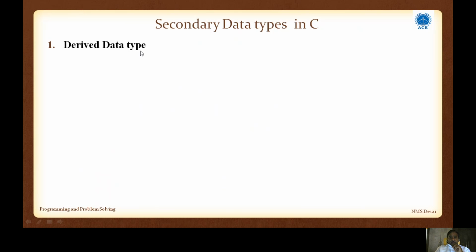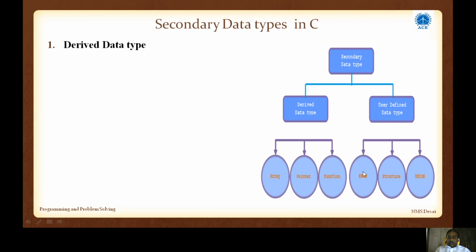Now, first type is derived data type. That means these are derived from preliminary or fundamental or basic data types. It is something like this. Meter is the fundamental unit. Kilometer is derived unit. Gram is fundamental unit. Kilogram is derived unit. Ton is derived unit. Second is fundamental unit. Minutes, hours, days are actually the derived data types.